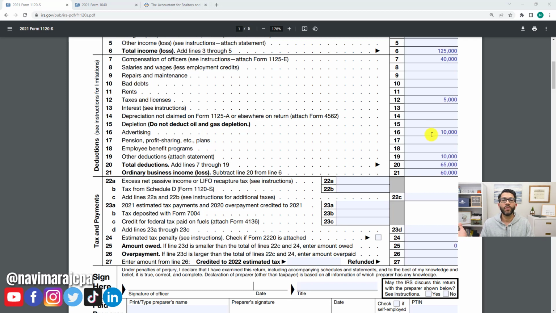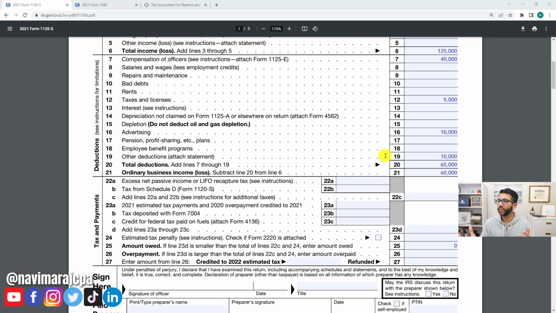Also, I'm assuming that this business has another $10,000 of advertising expense, right? So that could be social media ads, for example, whatever type of advertising your business does. And then further, we have line 19, which is for other deductions. Normally, as it says here, you would attach a statement listing what those other deductions were. But to give you some examples, that could be, again, if you're a realtor, fees associated with MLS fees or dues and memberships, or it could be internet and cell phone and deducting your mileage for your auto, a little bit of that, right?